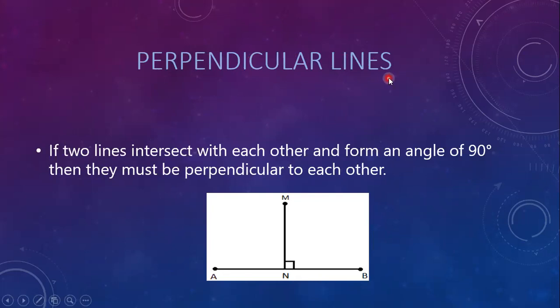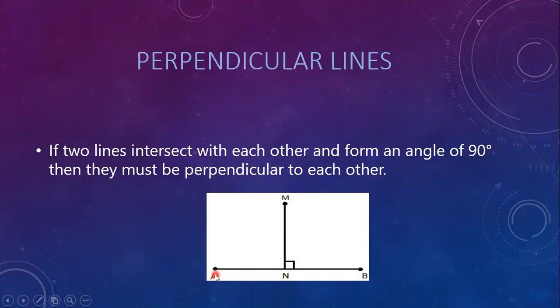Now let's look at perpendicular lines. What do we mean by perpendicular lines? If two lines intersect with each other and form an angle of 90 degrees, then they must be perpendicular to each other. If two lines meet, they intersect, and when they meet, they form a 90 degree right angle. Then we can say that both lines are perpendicular to each other.